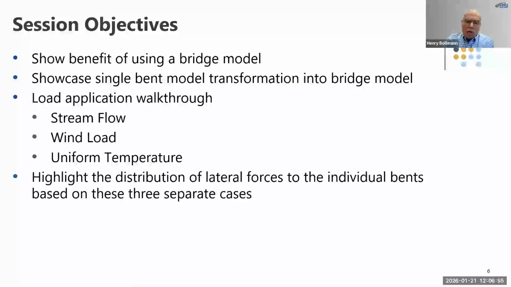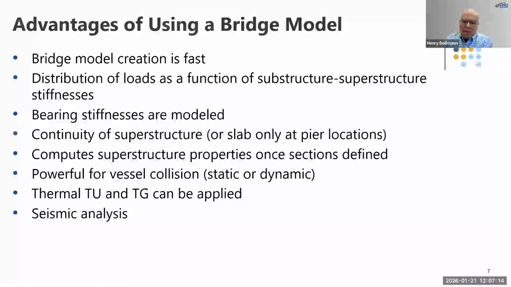Today, we're going to walk through 3 load cases: stream flow, wind load, and uniform temperature. And I'll explain why I'm doing that here in a few minutes. The highlight here is distribution of lateral forces to individual bends in the bridge, because that is really the power of making a bridge model. That's why you would want to use it, because in the bridge model, you can accommodate continuity of the superstructure. You can apply temperatures, thermal gradients, even seismic analysis.